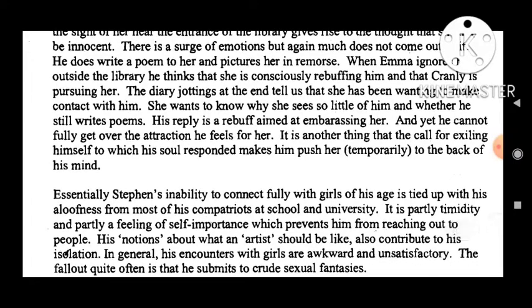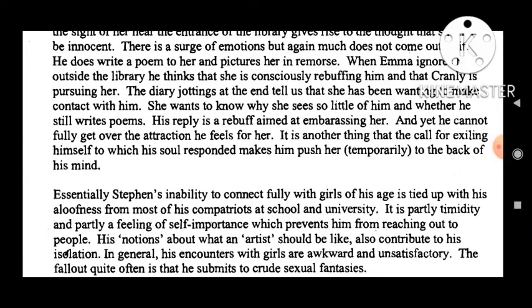When Emma ignores him outside the library, he thinks that she is consciously rebuffing him and that Cranley is pursuing her. The diary jottings at the end tell us that she has been wanting to make contact with him.